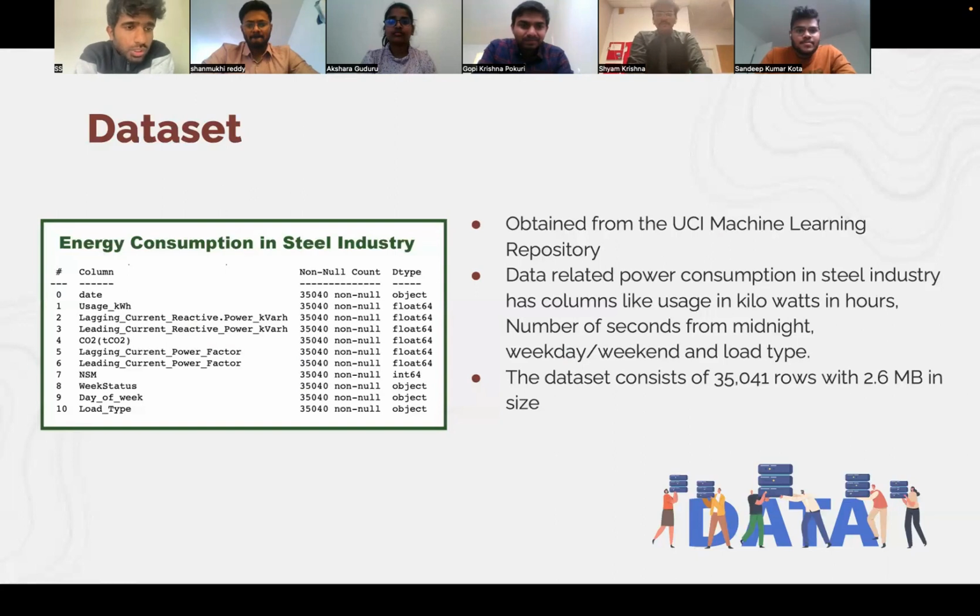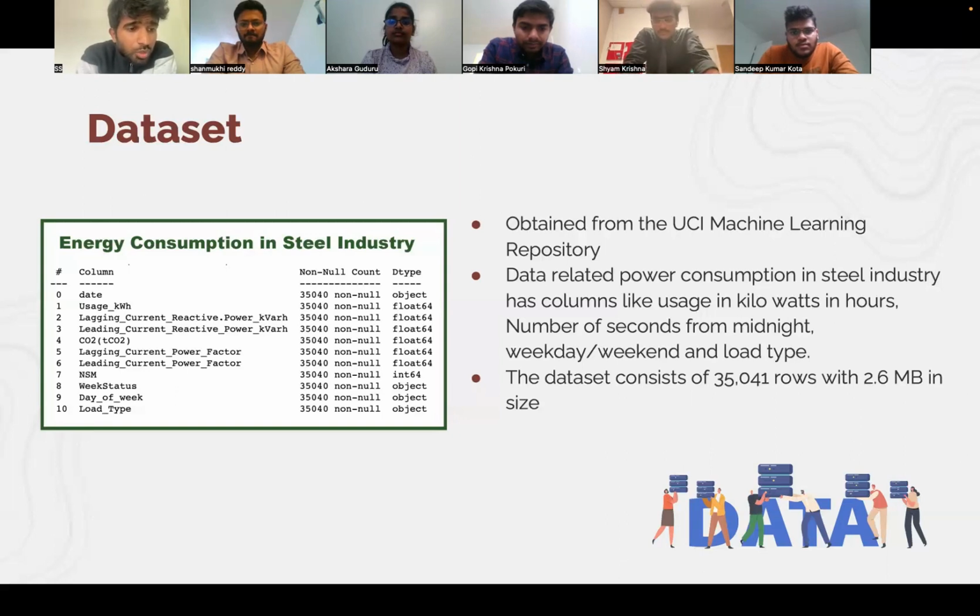Coming to the methodology, first let me introduce the data set. If you observe the data set, we have a bunch of columns over here, starting from the day to the load type. We have taken the complete 2021 data, from January 1 to December 31st. In the second column, we have usage in kilowatts per hour, and we also have lagging power, leading power, lagging power factor and leading power factor, as well as carbon dioxide included.